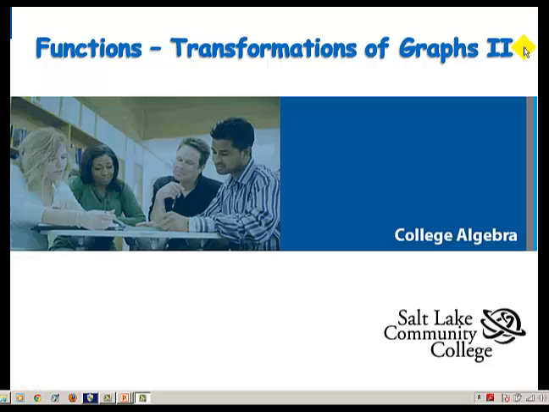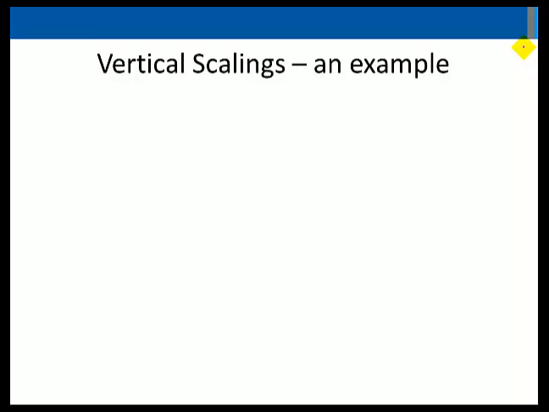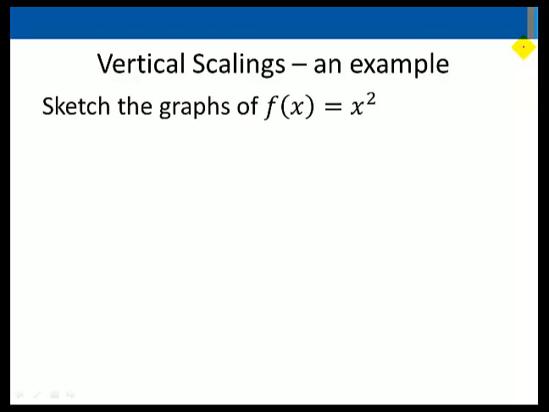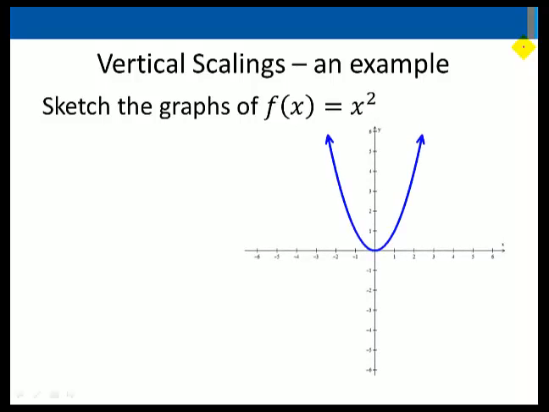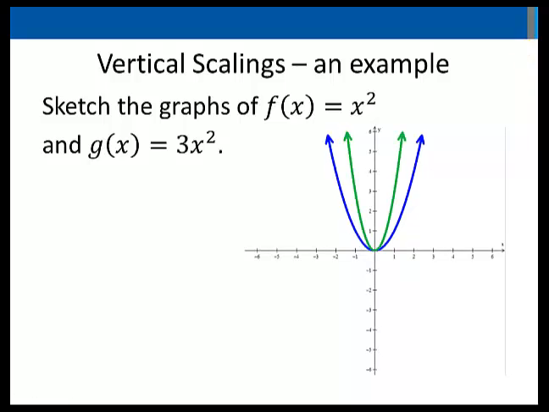In this second lesson on transformations of graphs of functions, I will talk about vertical and horizontal scalings. We start with vertical scalings, an example, and the familiar graph of f of x equals x squared. From f of x equals x squared, let's see if we can graph g of x equals 3x squared.